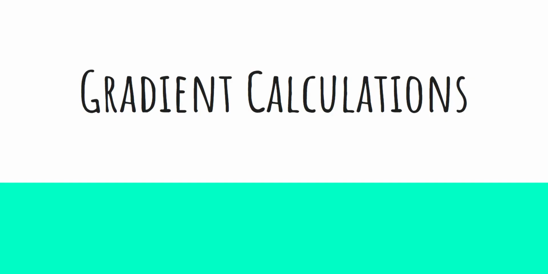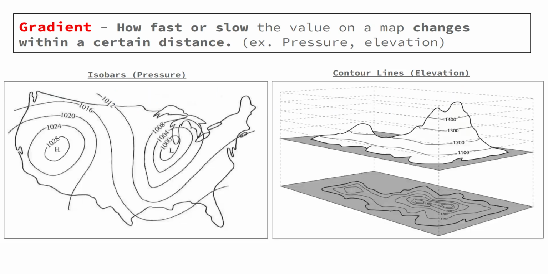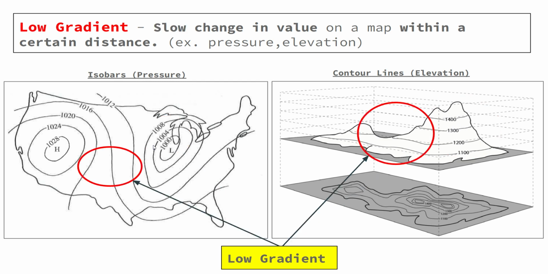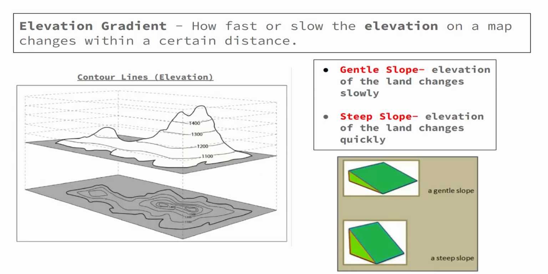Everyone, today we're going to talk about how to calculate gradient. Gradient remembers how fast or slow the value on the map changes within a certain distance. When the lines are closer together, we have higher gradient, meaning the values are changing faster in either elevation or pressure in this case. And in areas where we have low gradient, my values on the map are changing much slower within a certain distance.